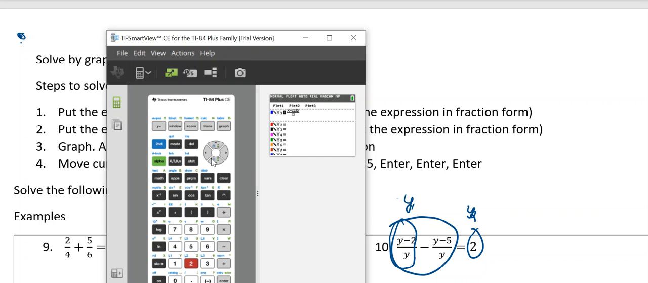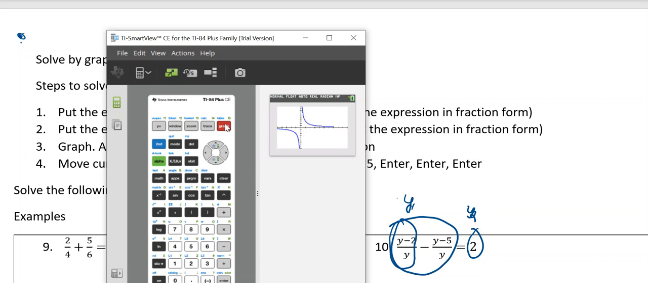Then we go down and put in 2 for the denominator, and then go down and put in x. Use the arrow key to go over, and then it's minus. We have to put the other fraction in, so we do it again: alpha y equals, n over d, press 1, and it's x minus 5 over x. And then in y2, we're simply putting in 2 because it's just a whole number.